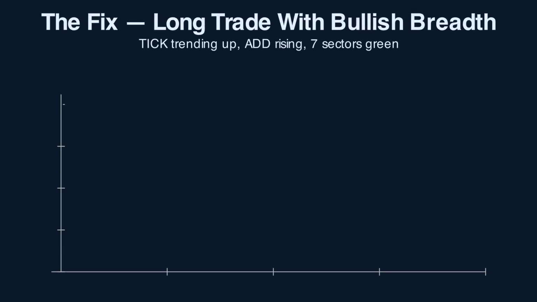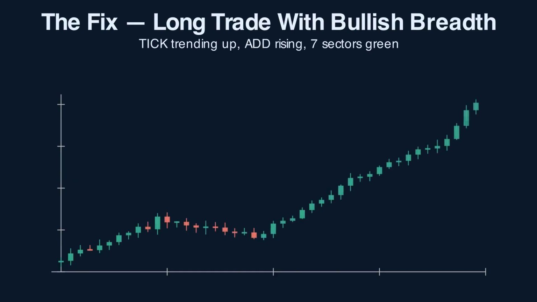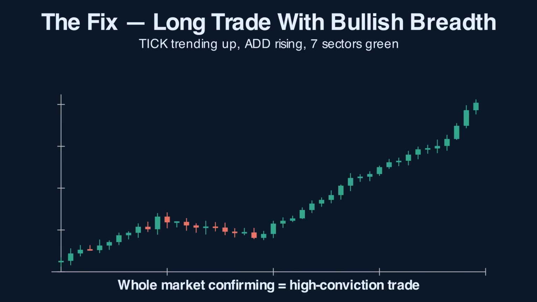Now the aligned setup. Same ticker setup, same long entry, but this time TICK is trending positive. ADD is rising sharply. 7 sectors are green. The whole market is supporting risk-on activity. The trade has breadth confluence in addition to the individual chart pattern. Entry: stop below the recent swing low, hold while internals stay positive. The trade extends cleanly because the broader market is moving the same direction. Same pattern, completely different probability, driven entirely by the internals confluence the previous trader ignored.